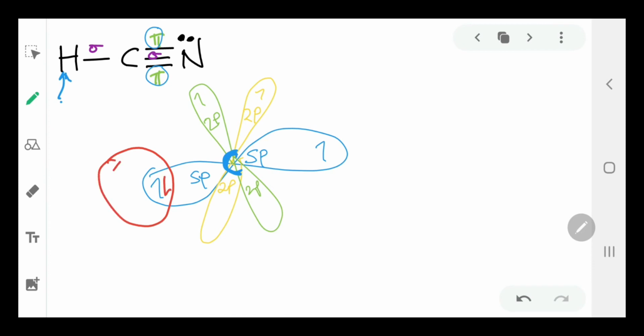Okay, so hydrogen is always going to be using its 1s orbital for overlapping. Now you've got one sigma bond right there. So that is the sigma bond that we have drawn. And we are left with the one here, nitrogen.